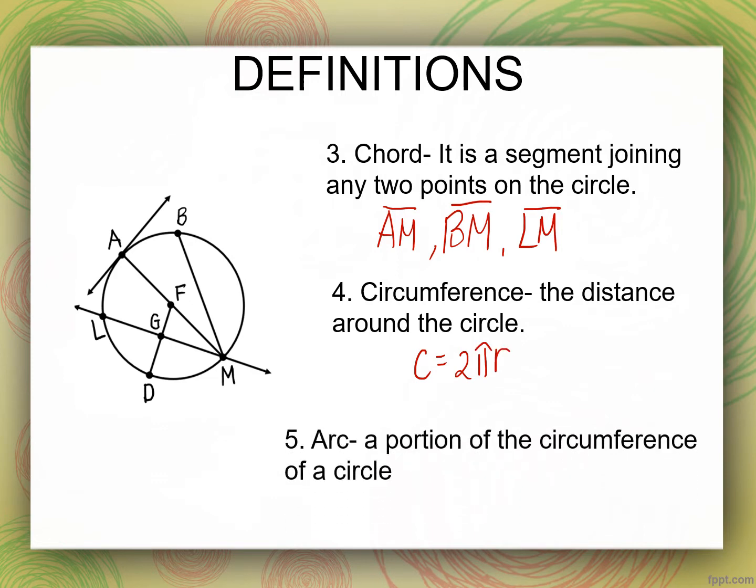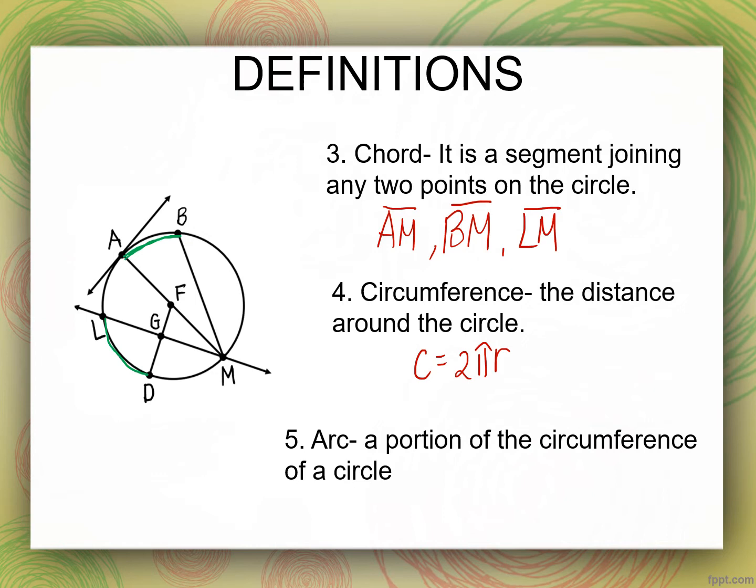The fifth one, arc. Arc is a portion of the circumference of a circle. So a portion, just a part of the circumference of a circle. So we can find a lot of arcs here. So we can have, for example, arc AB here. This one is an arc. You can also have LD. That's also an arc. BM, AL, DM. Can be DMB. Those are all examples of arcs.